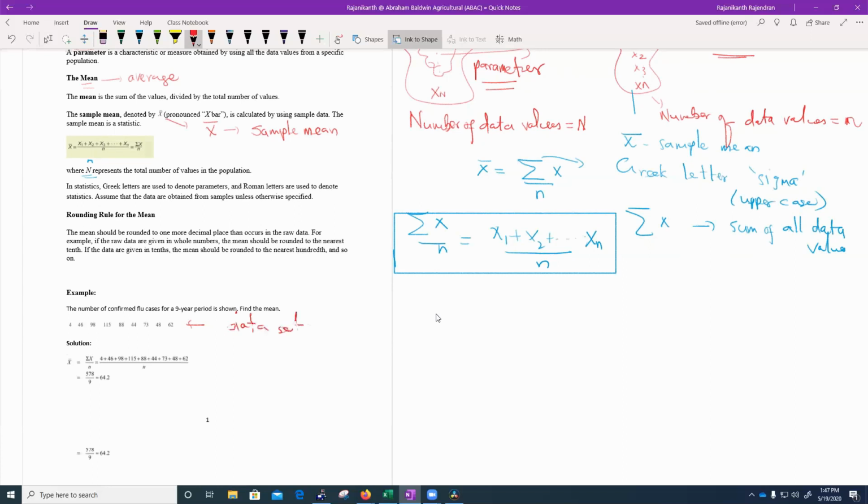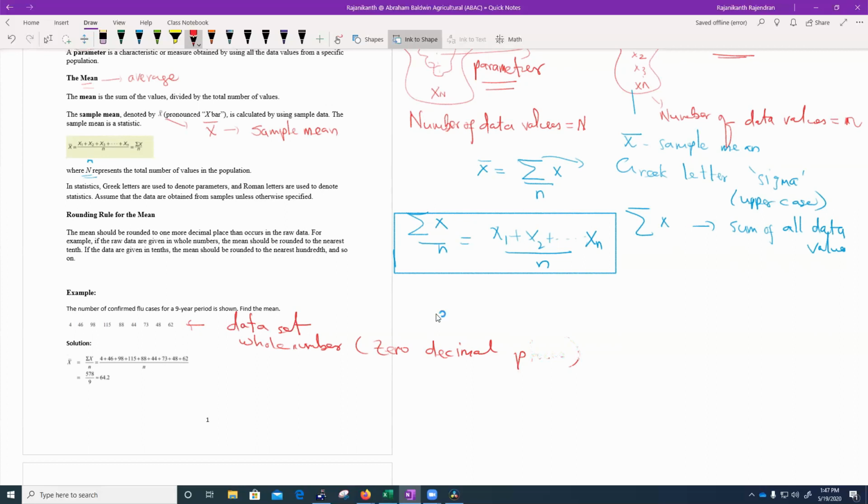If you look at all the data values, all the numbers are whole numbers, right? Whole numbers means what? Whole numbers means 0 decimal places, right? Since these numbers are 0 decimal places, your x bar should be a 1 decimal place answer. That is why, if you look at the answer, you have a 1 decimal place answer.